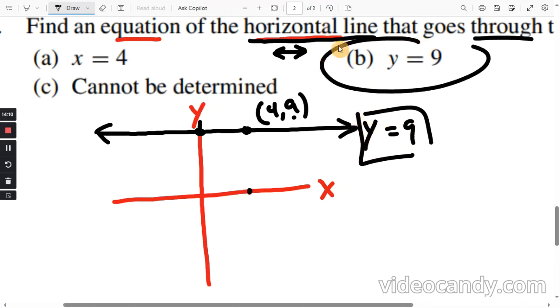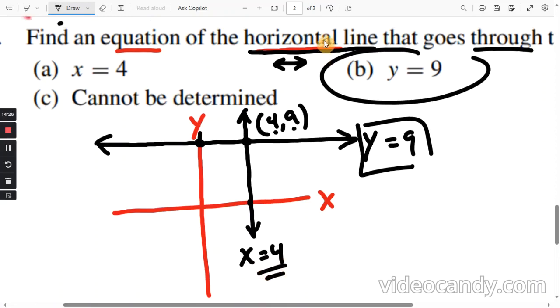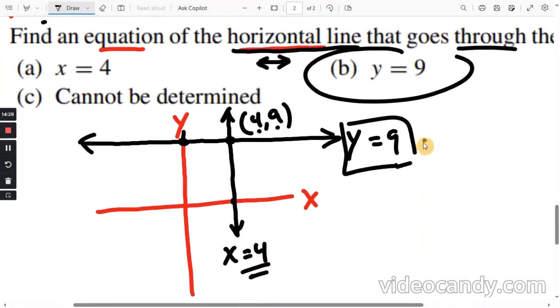If they had asked for a vertical line and we drew it like that, it wouldn't go through the y-axis. It would go through the x-axis at x equals 4. So if it said vertical, it would have been x equals 4. But they said horizontal, so it's y equals 9.